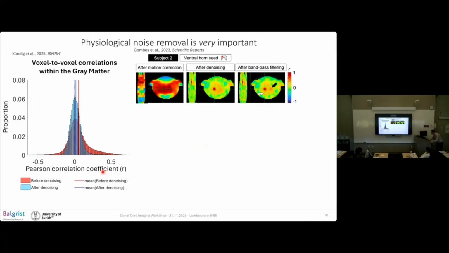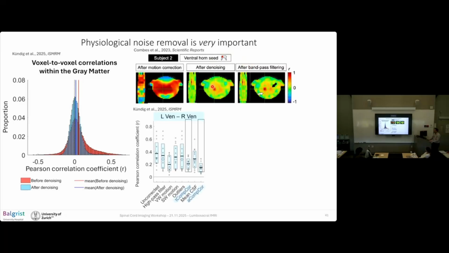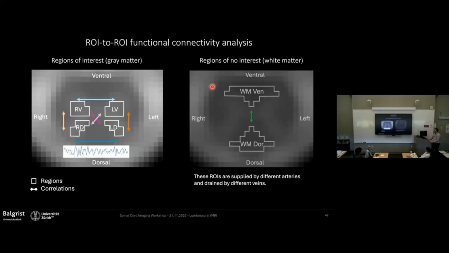So here you can see the distribution of gray matter voxel to voxel correlations before denoising. That's the red distribution, and after denoising it becomes much narrower, which can be seen also here. So before denoising, everything correlates with everything in the spinal cord, but after denoising, the correlations become much less, and some interesting patterns appear. I think for the sake of time, I'm going to skip these slides.